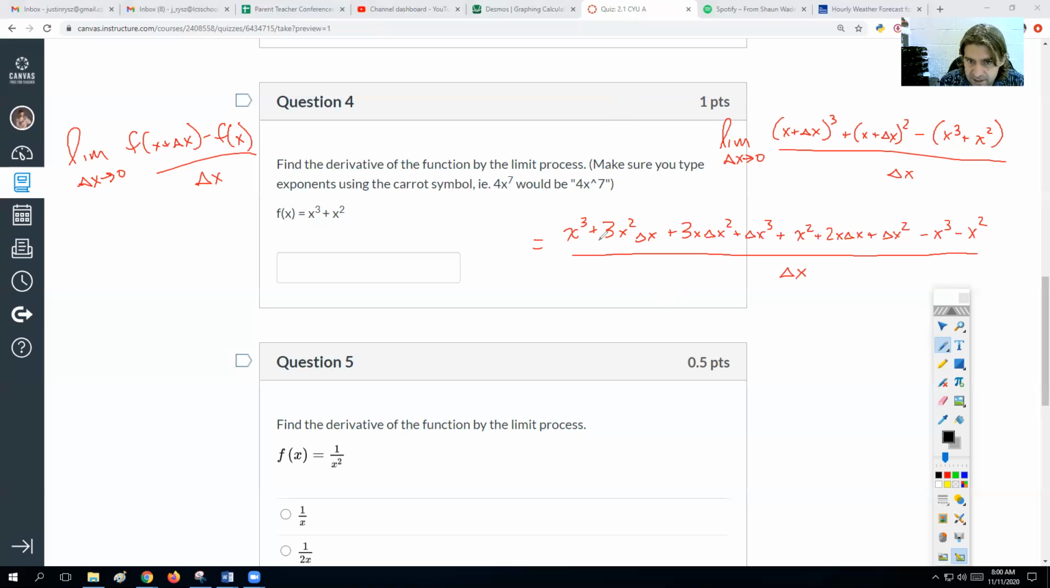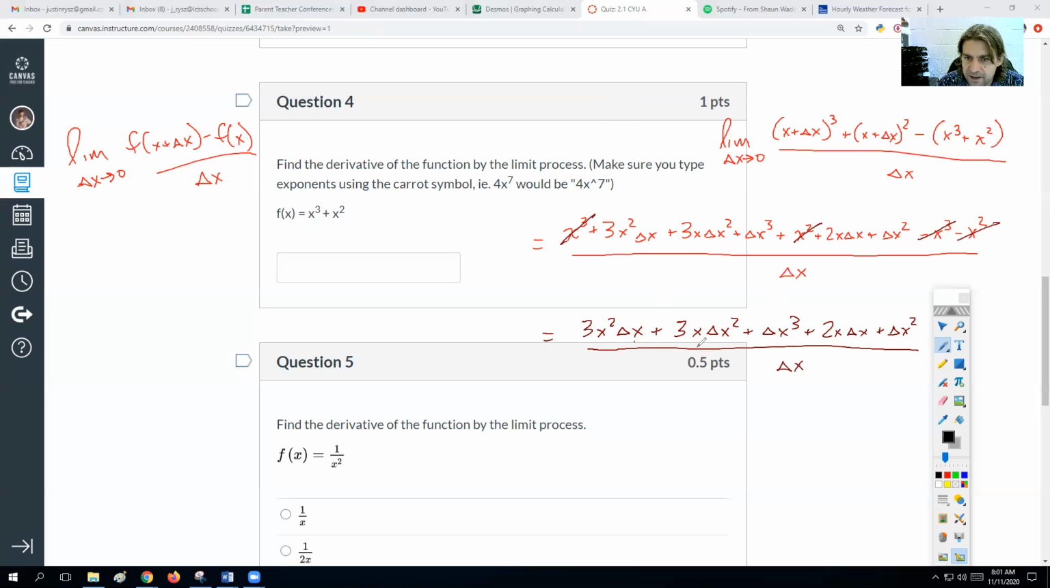Okay, so let's see what cancels out. This x cubed cancels out that x cubed. That x squared cancels out this x squared. So we'd have a 3x squared delta x plus 3x delta x squared plus a delta x cubed plus a 2x delta x plus a delta x squared. That's what's left over, and these are all still over delta x.